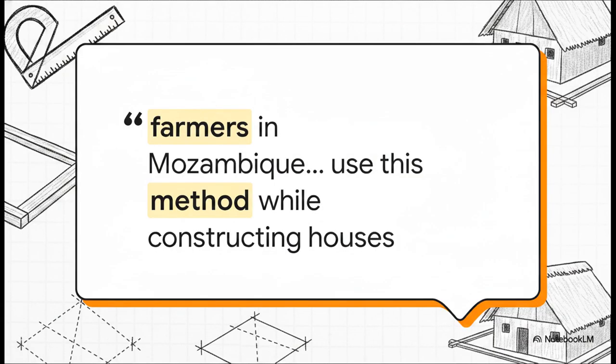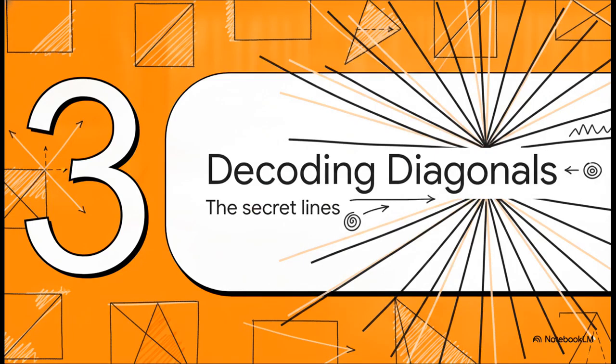And get this, the exact geometric deduction isn't just some abstract idea stuck in a textbook. It's a method used practically all over the world. Carpenters in Europe use it, and wonderfully, farmers in Mozambique use this exact same method when laying out the base of their houses to guarantee a perfectly rectangular foundation. How cool is that? It just proves that this kind of mathematical reasoning is literally vital, real-world engineering. Which brings us to Section 3, decoding the diagonals.